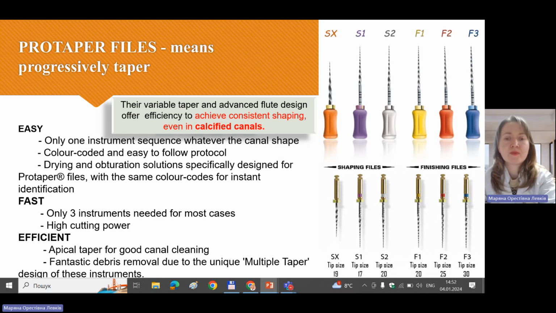There are drying and obturation solutions specifically designed for ProTaper files with the same color codes for instant identification. They are fast, only 3 instruments needed for most cases. They have high cutting power and they are efficient. Apical taper for good canal cleaning. Fantastic debris removal due to the unique multiple taper design of these instruments. And you can see these pictures of hand ProTaper files and rotary ProTaper files.